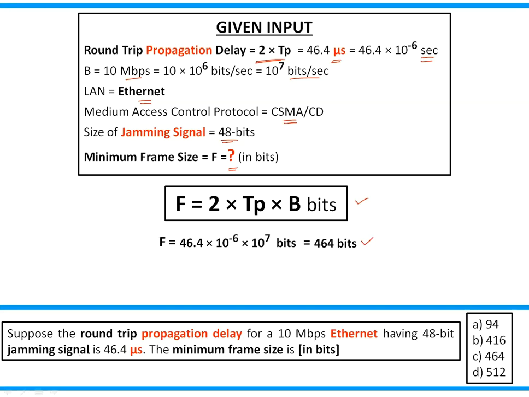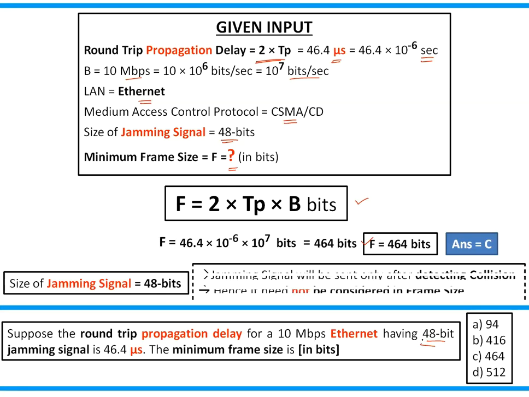Now you can ask, what is the purpose of the jamming signal? Sir, the jamming signal will be sent only after detecting a collision. Hence, it will not be considered in the frame size. The jamming signal will be sent only after detecting the collision, guys.